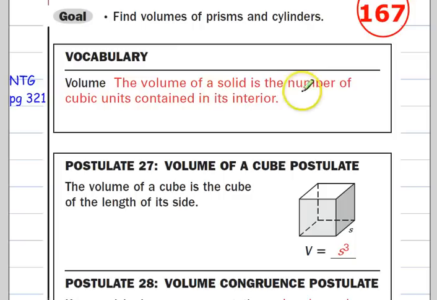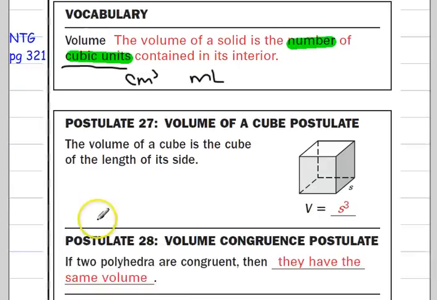Volume is the number, so it's a number, of cubic units contained in the interior of a solid. I want to really point out that when we talk about cubic, the dimensions should normally be cubed, unless you're talking about something like milliliters, which is a volume unit. When we say cubed, it means raised to the third power. So we talk about centimeters cubed, but we don't say the same thing about milliliters because that's already a volume unit.